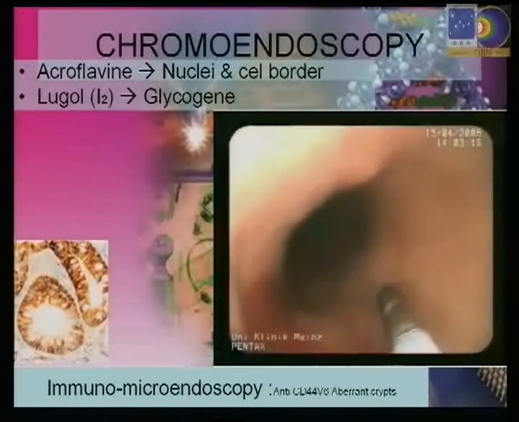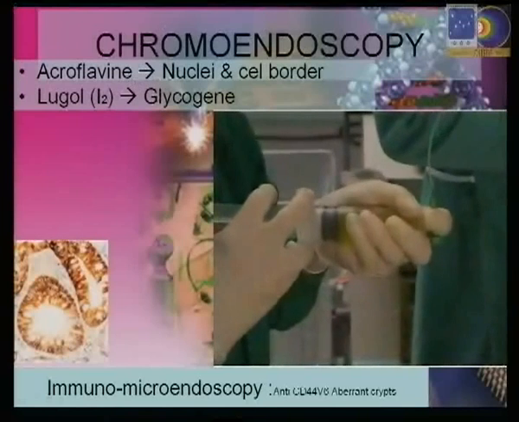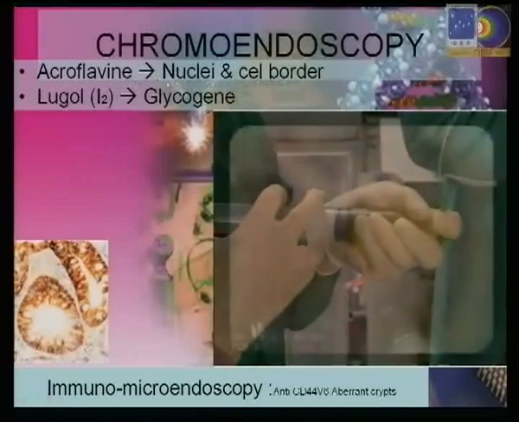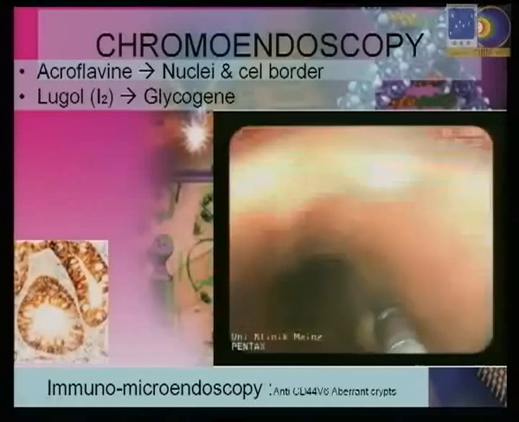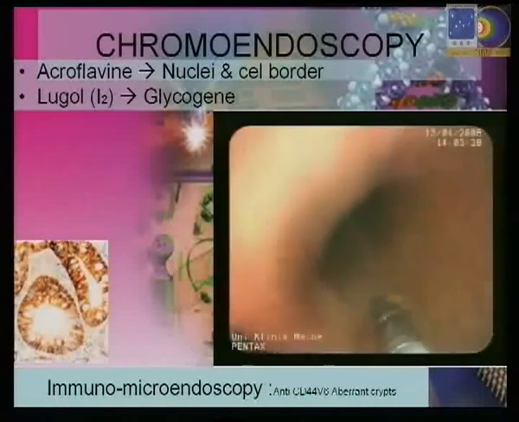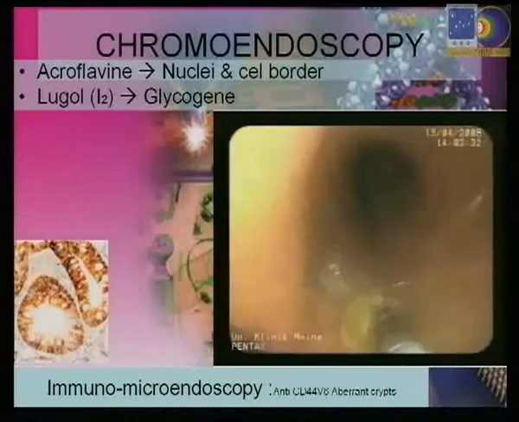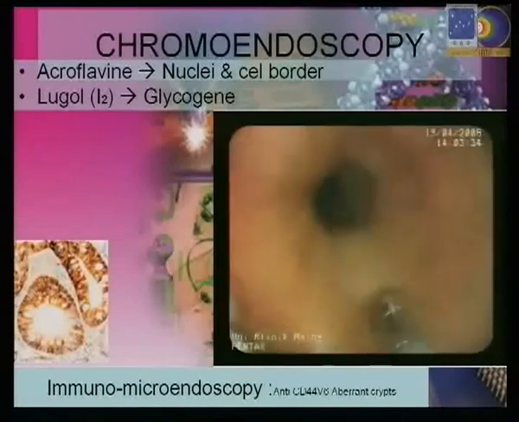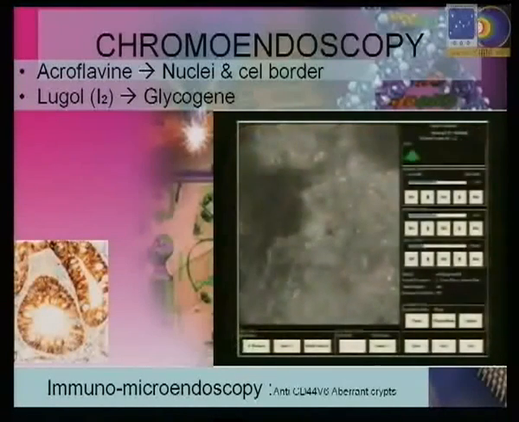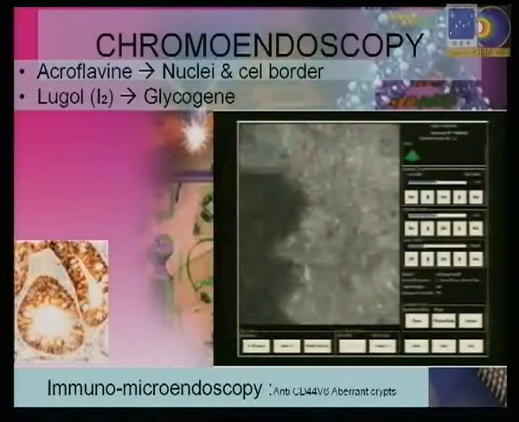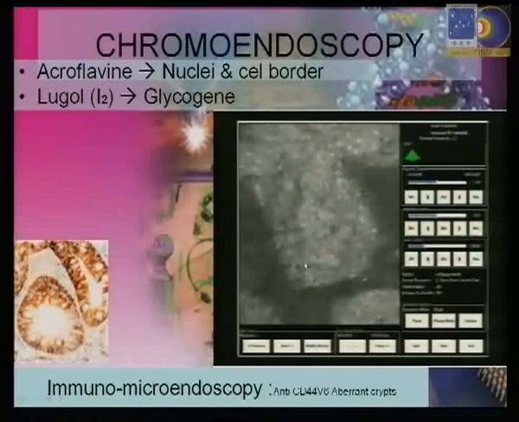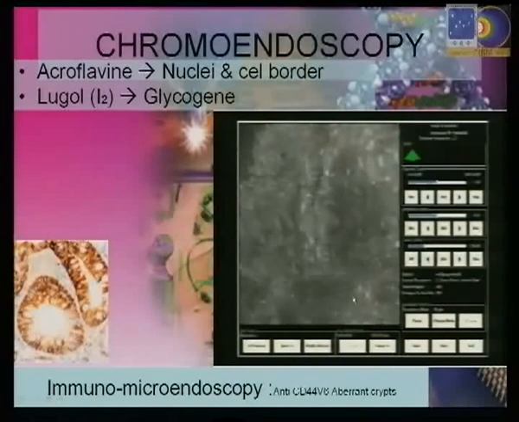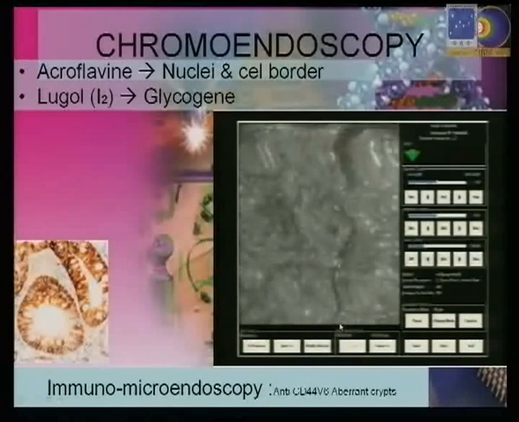Subsequently, acroflavin staining is used to further characterize cell architecture. Acroflavin is also applied over a spraying catheter. Acroflavin highlights surface cells. Nuclei and cell membranes become readily visible. The normal squamous epithelium looks bright with homogeneous and very bright nuclei. Malignant cell changes are rather dark and irregular.